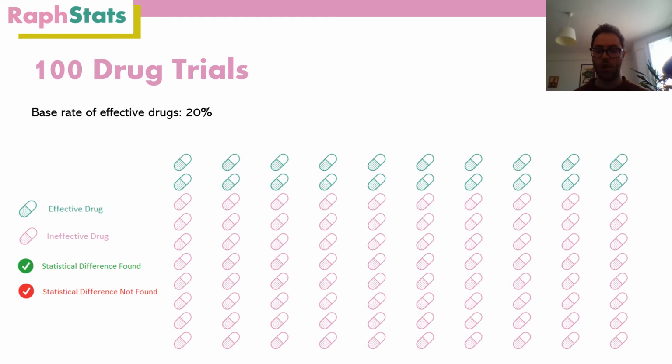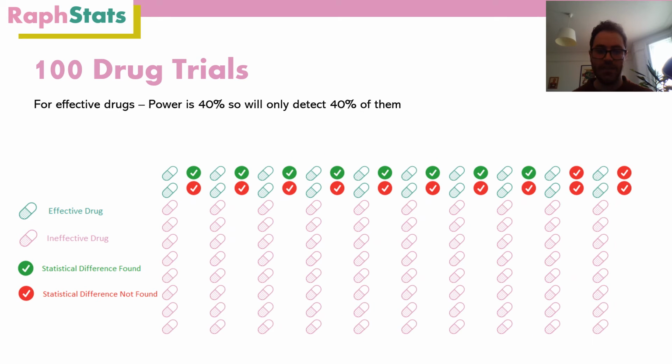So we'll go through this using my handy pictograms. We've got 100 trials, 100 drugs here, all being assessed individually. 20% of them are effective, as depicted. For the effective ones, remember, power is the main thing that's going to determine whether we find them. Our power is 40%, so 40% of the time we're going to find there's a statistical difference. So 8 of those 12 we're going to find to be effective.